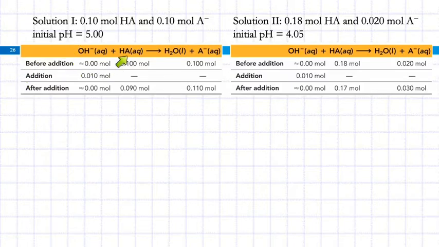So before addition, we have 0.1 moles and 0.1 moles. We add 0.01 moles of this. That's all going to react. It's going to react with 0.01 moles of that, so this is 0.09, and it's going to form 0.01 moles of this. Over here, we're doing the same process. The 0.01 moles will react with some of the HA, reducing its amount and increasing the amount over there.